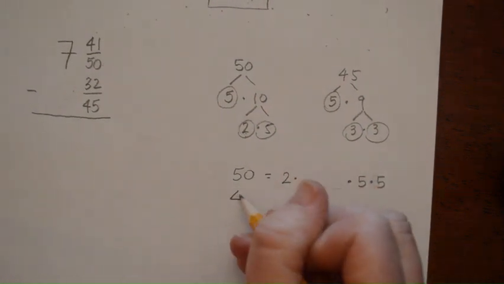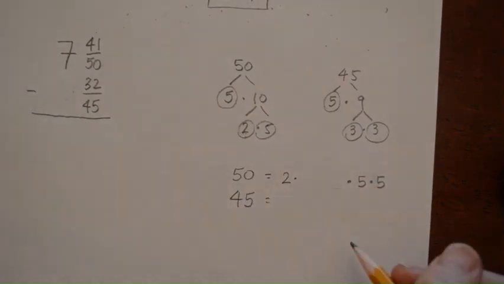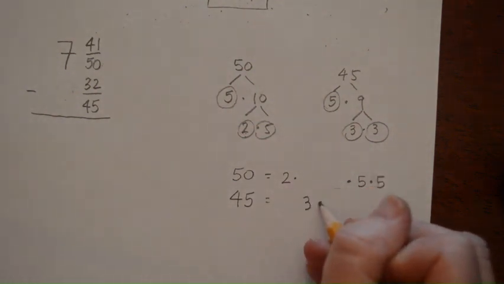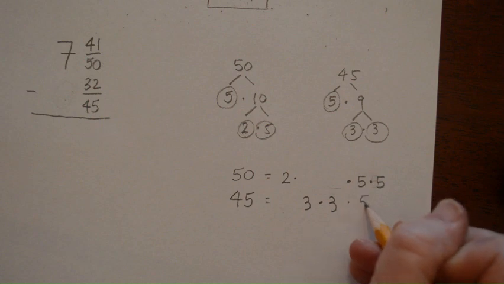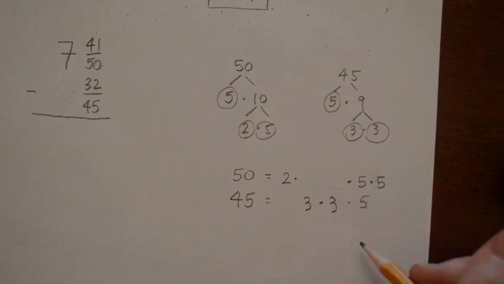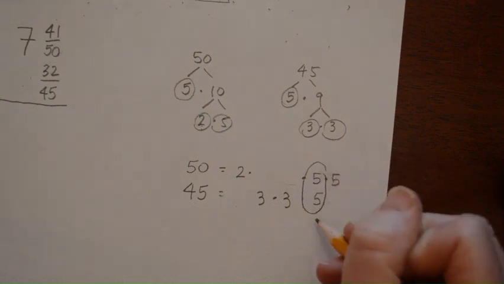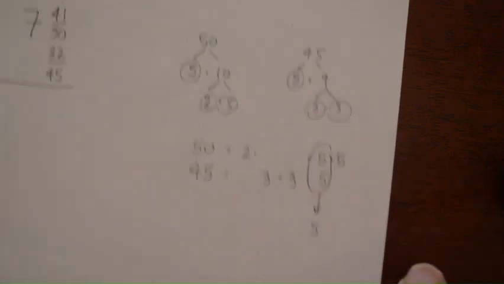Okay, and then for 45, I'm going to go with, again, I don't have any 2, so I'm going to skip that spot. I'm going to put 2 3's there and a 5. All right, so everything lines up there. I'm going to circle now what they have in common. So just that single 5 is all they've got in common.